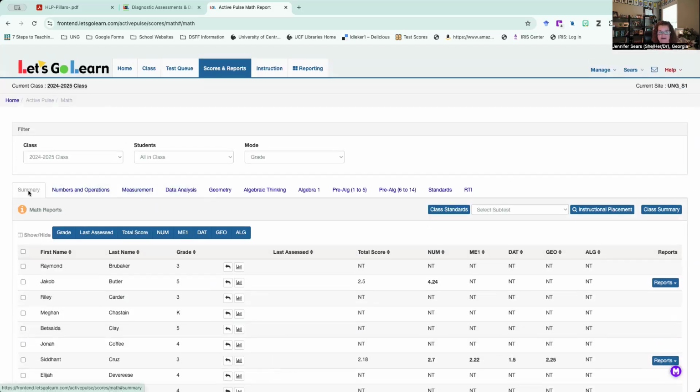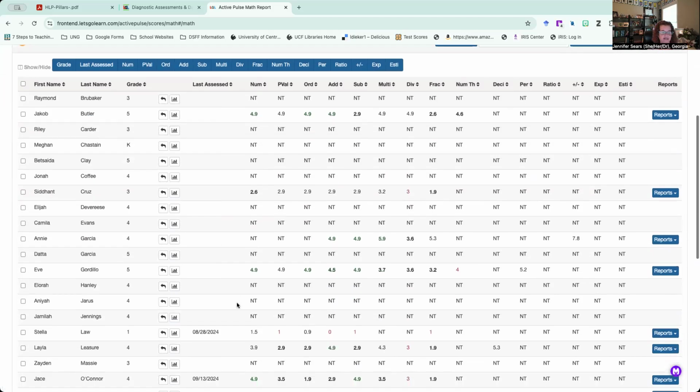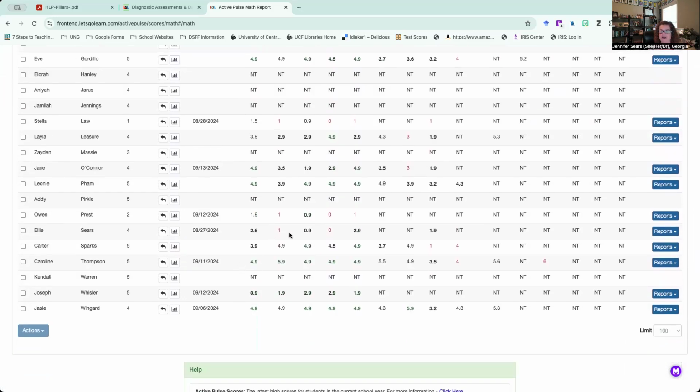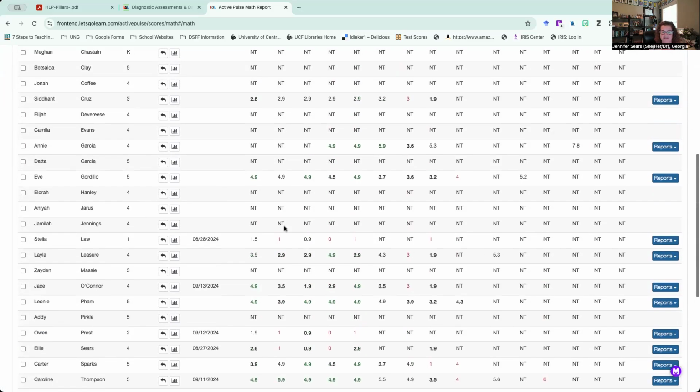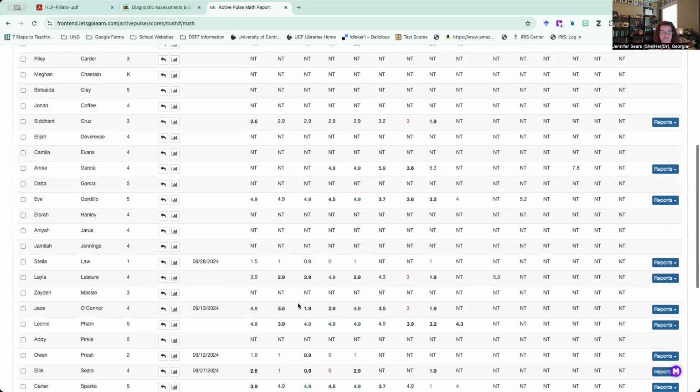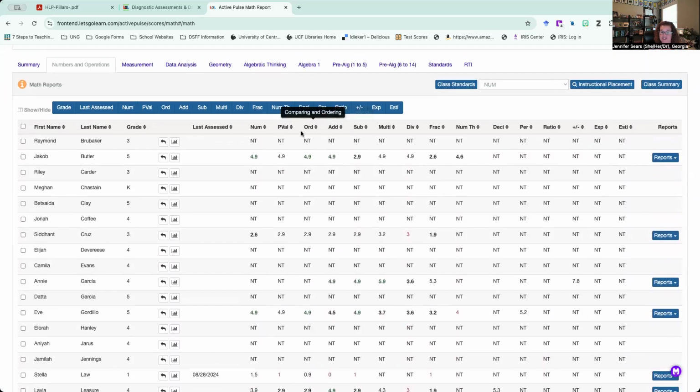So I'm going to go up here and I'm not going to look at this summary. I want to look at numbers and operations. And now I'm going to see a little bit in greater detail where Ellie is actually struggling. And I can see this one right here, she's at 1, and this one right here, she's at 0. And then these NT just show that she wasn't tested on that. So we're looking at things like place value is a concern for Ellie. And the other concern for Ellie might be addition and comparing and ordering numbers.